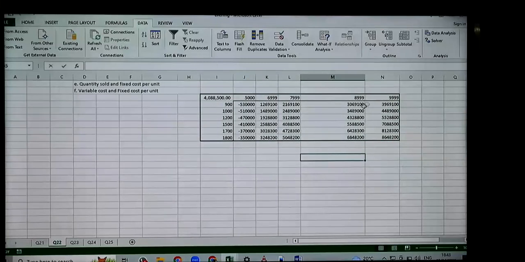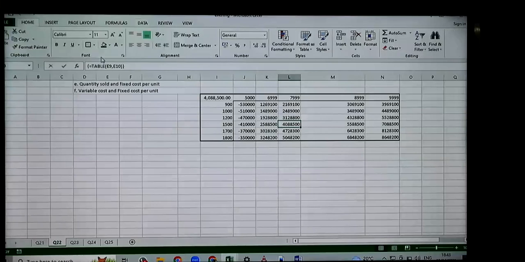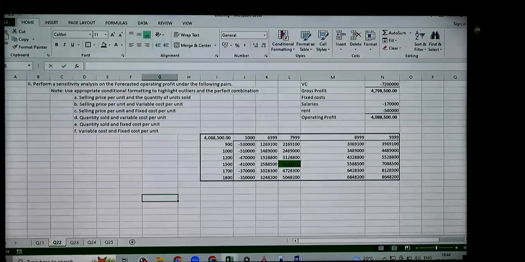So just to confirm, we were selling at 799 and 1,500. You can see that it's there. It shows that our data table is correct. If you get a different value, it will mean that the data table is not correct, isn't it? So that is what-if analysis.